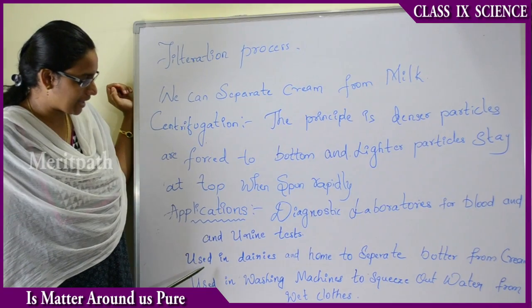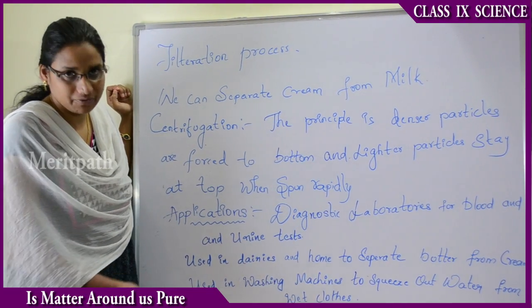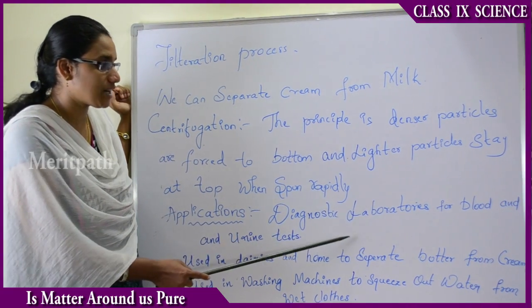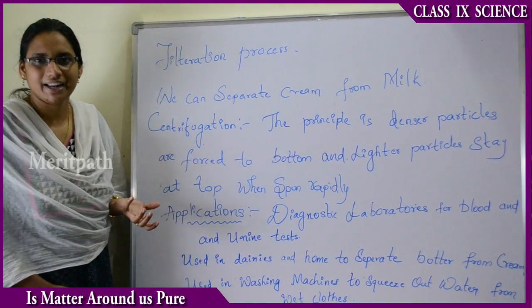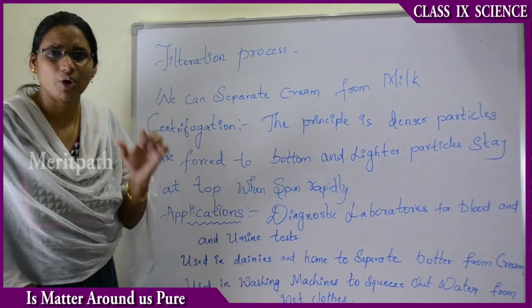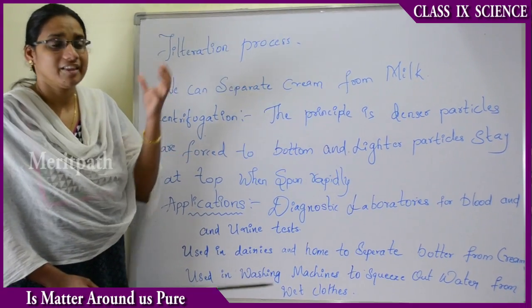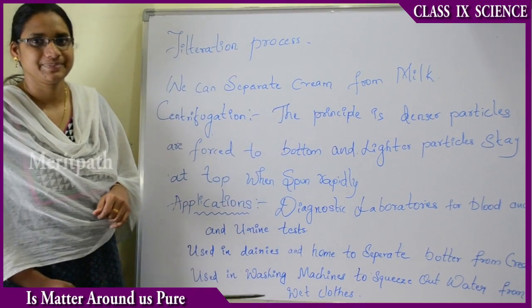Another application is in dairies and homes to separate butter from cream or cream from milk, and also in diagnostic laboratories for blood and urine tests. We have blood, right? In the blood we have little chromosomes, microsomes, which are not visible to our naked eye. They can be easily separated through the centrifugation process.